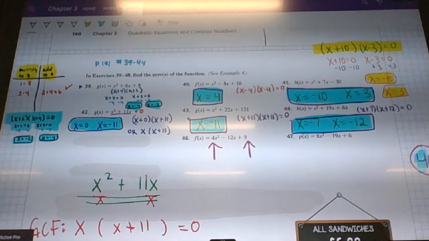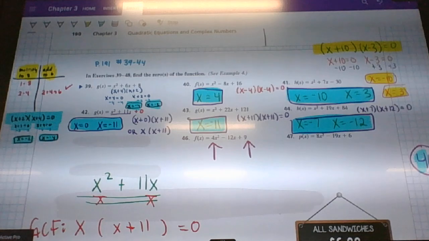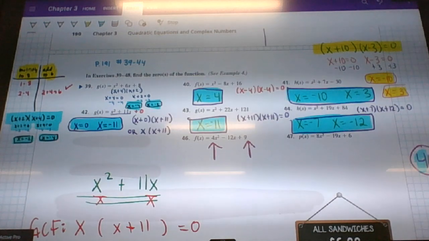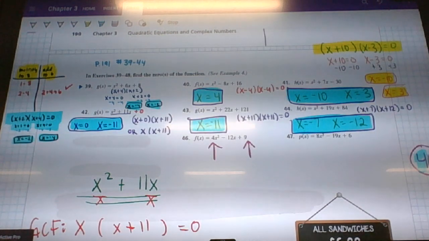So that's just the method that works. I learned it. I see it works. I always had to do the guess and check. And I like the method now.